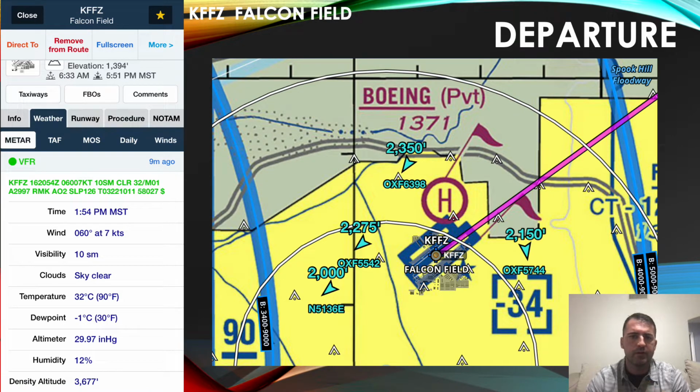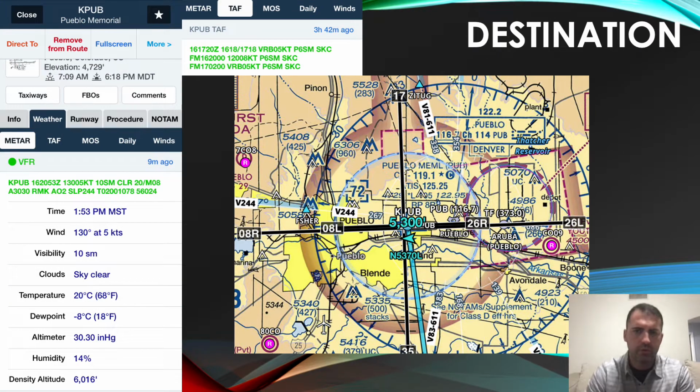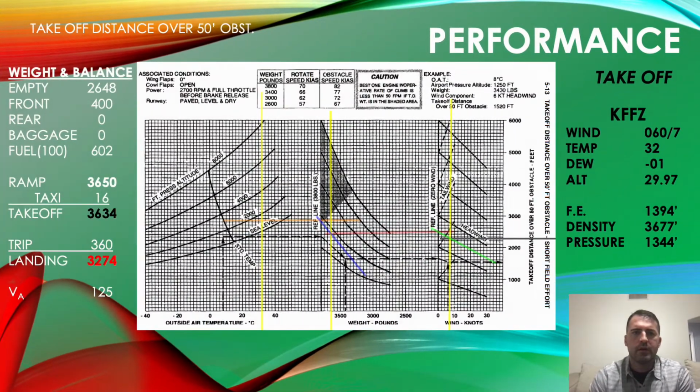All right, taking off out of Falcon Field, we have a METAR over here on the left, and we don't need to copy this down. I've got it later on. Our destination, we're going to Pueblo. Here's the METAR and the TAF.